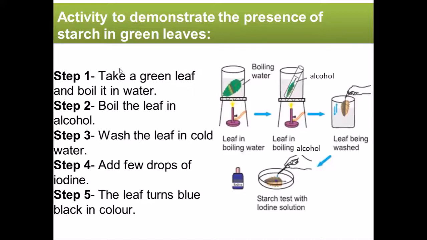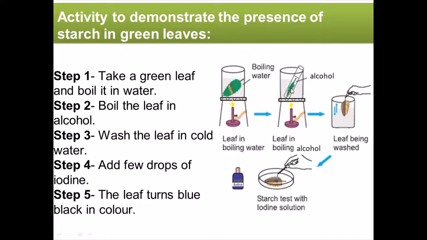Clear? Okay. In step 1, we'll just pluck a green leaf from a plant. We'll take this green leaf and boil it in water directly. Now, boil the leaf in alcohol. We'll boil the leaf in alcohol then.